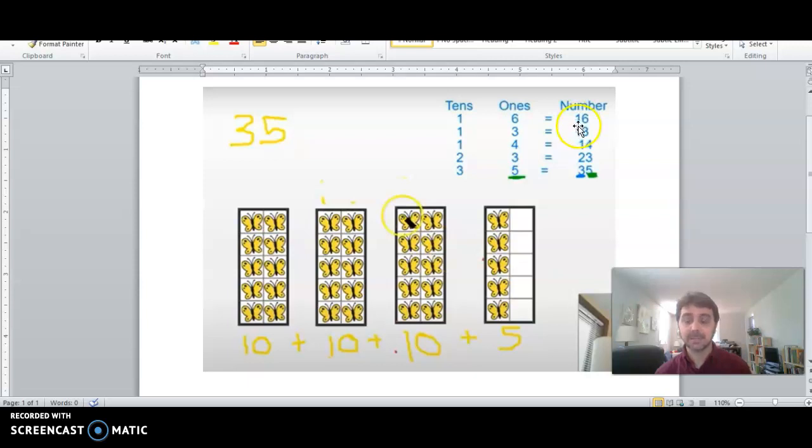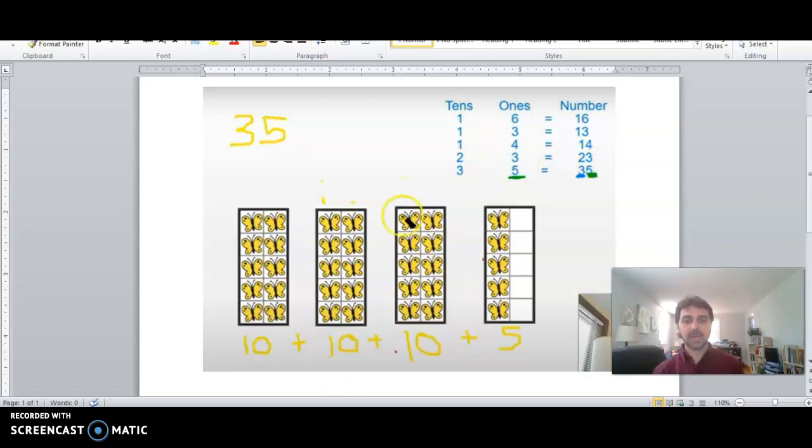How many 10 frames can be filled up completely. So in the number 16, you could fill up one 10 frame with 6 ones left over. If you look at the number 35, you could have 3 tens, or 3 full 10 frames filled up with butterflies, with 5 left over. So we saw the pattern here, right? 3 tens and 5 ones gives you the number 35. The number 23 has 2 tens and 3 ones.